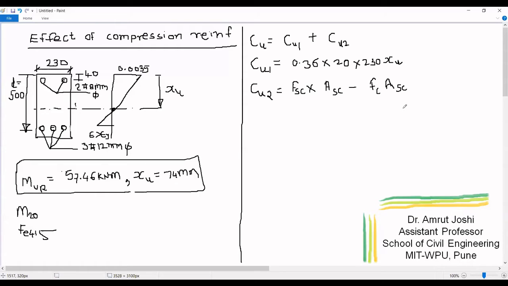But you will understand that this compression steel is provided very close to extreme compression fiber. So strain there is going to be somewhere between 0.002 to 0.0035, and therefore the value of stress there is going to be equal to 0.446 FCK.